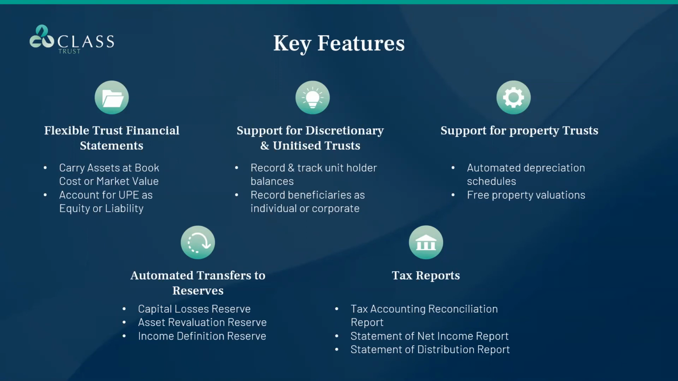Last but not least are the comprehensive tax reports that are available, including a tax accounting reconciliation report, which reconciles the net accounting profit back to the trust's taxable income, a statement of net income report, which provides a reconciliation of all the figures for the trust tax return and provides a breakdown of all of the transactions that affect each figure and the relevant trust tax return label. Last is a statement of distribution report, which provides a breakup of each beneficiary's tax components required for the statement of distribution section in the trust tax return.